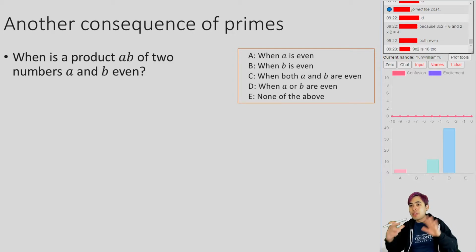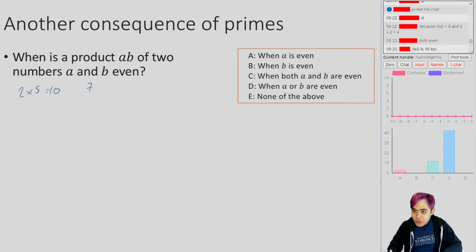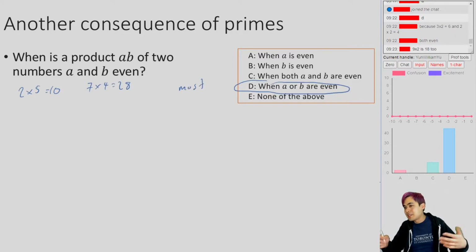So notice that you don't need both of the numbers to be even. You only need one of the two numbers to be even. So you have things like 2 times 5 is equal to 10, and 7 times 4 is equal to 28. So you only need one of the numbers to be even. So this is the most general answer, though obviously it is also even in each of the first three cases because D contains all of the other three cases. Most general answer.